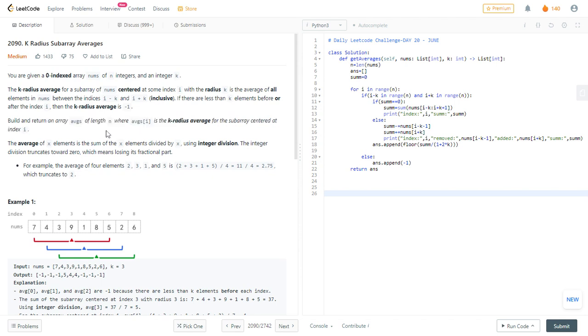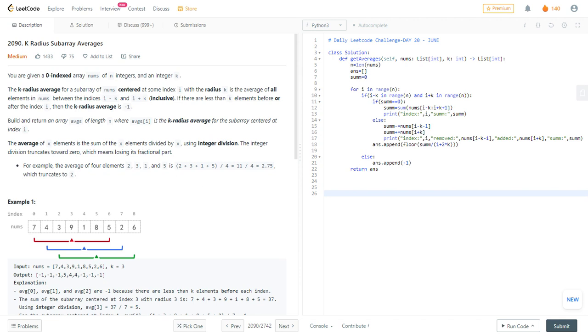And here, one more important thing: the average of x elements is the sum of the x elements divided by x using integer division. This is what I wanted you to focus on. The integer division, see, there are different ways of telling it in the question, but let me make our work easier.